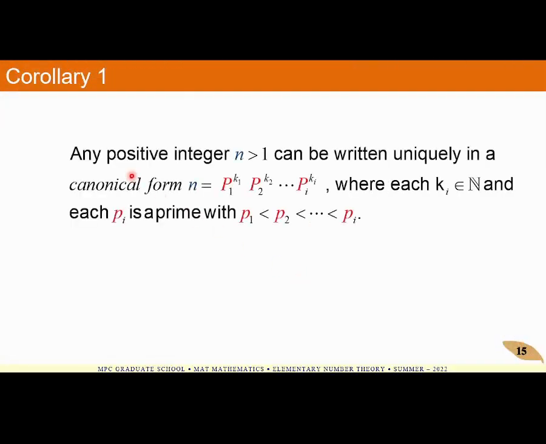So let's proceed to Corollary 1. Any positive integer n that is greater than 1 can be written uniquely in a canonical form, which is n = p_1^k_1 times p_2^k_2 up to p_i^k_i, where each k_i is a natural number and each p_i is a prime, with p_1 < p_2 < ... < p_i.